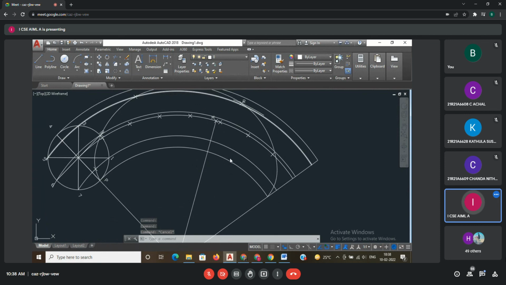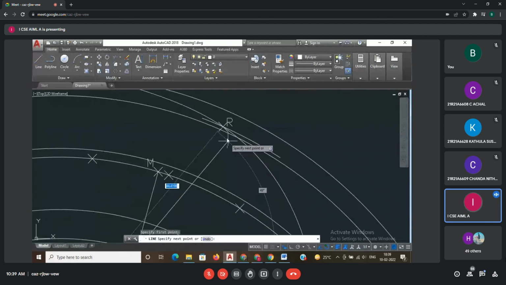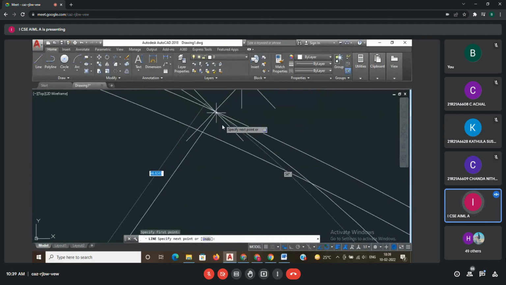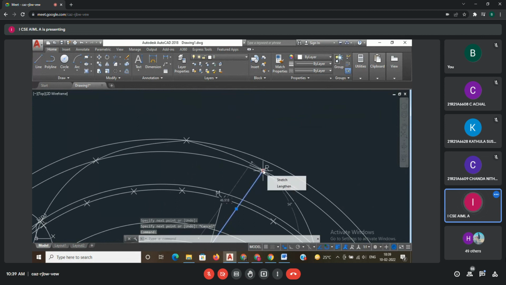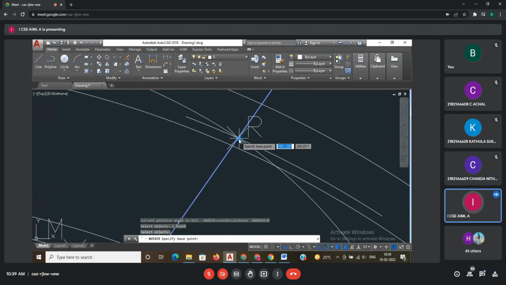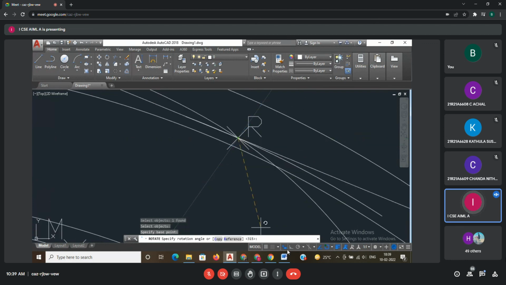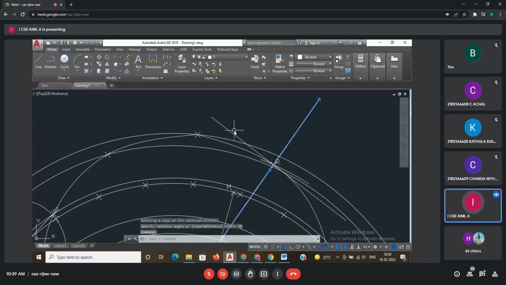From this end point, you have to draw one line through R point. This is your normal. Extend this. Now, 90 degrees to this normal, you will get the tangent. Select the base point, go for copy and 90. This is your normal, this is your tangent, this is your arc. Go with the notations.